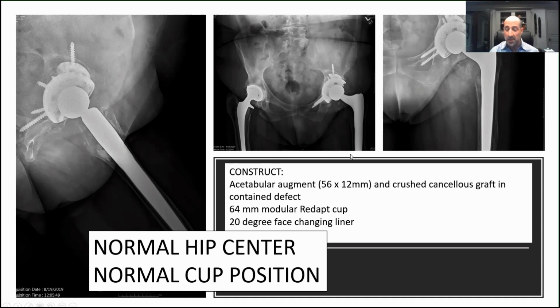And in a case like this, despite the significant bone loss, we were able to put the cup in a relatively normal position, normal hip center. I wasn't entirely happy with my anteversion when I was trialing it. So this system is agile enough to offer multiple liners. We used a 20-degree face change, not just a hood, but a face-changing liner. This patient has done very well.